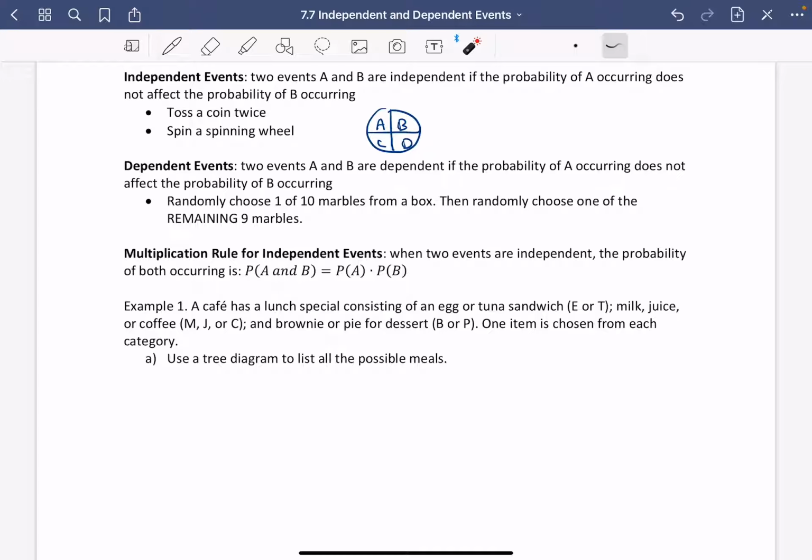Now, do you think the first event affects the second event? Well, of course it does, because choosing one marble from the 10 will give you a probability of 1 over 10. Okay, the probability of choosing 1 from 10 is 1 over 10. Now, if you choose one from the remaining, then the probability of choosing one marble is 1 over 9, because there's only 9 marbles left. So that will be a dependent event. The first event affects the second event.